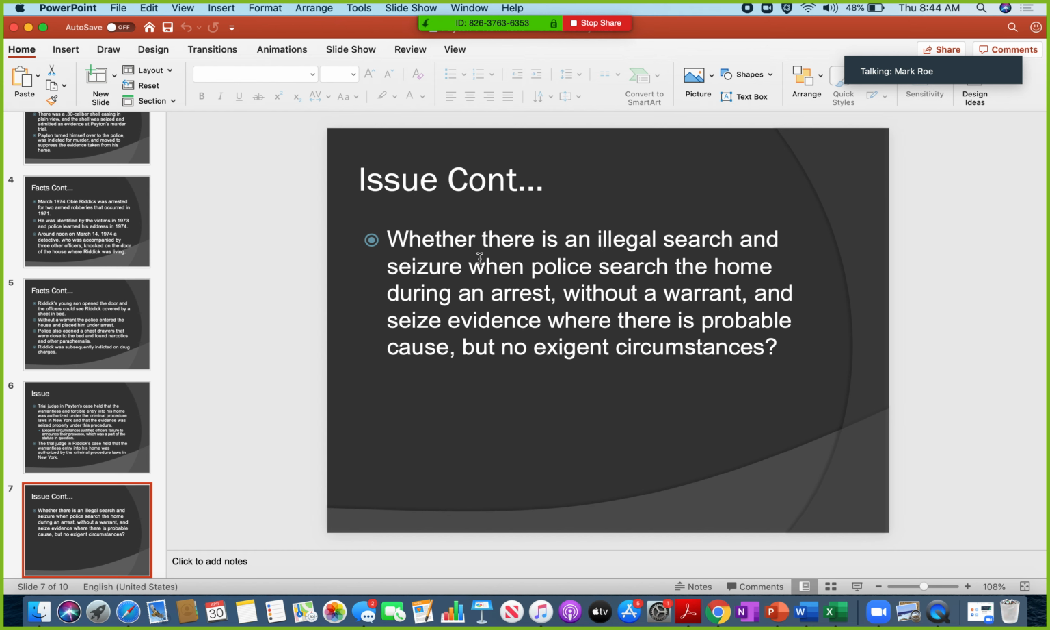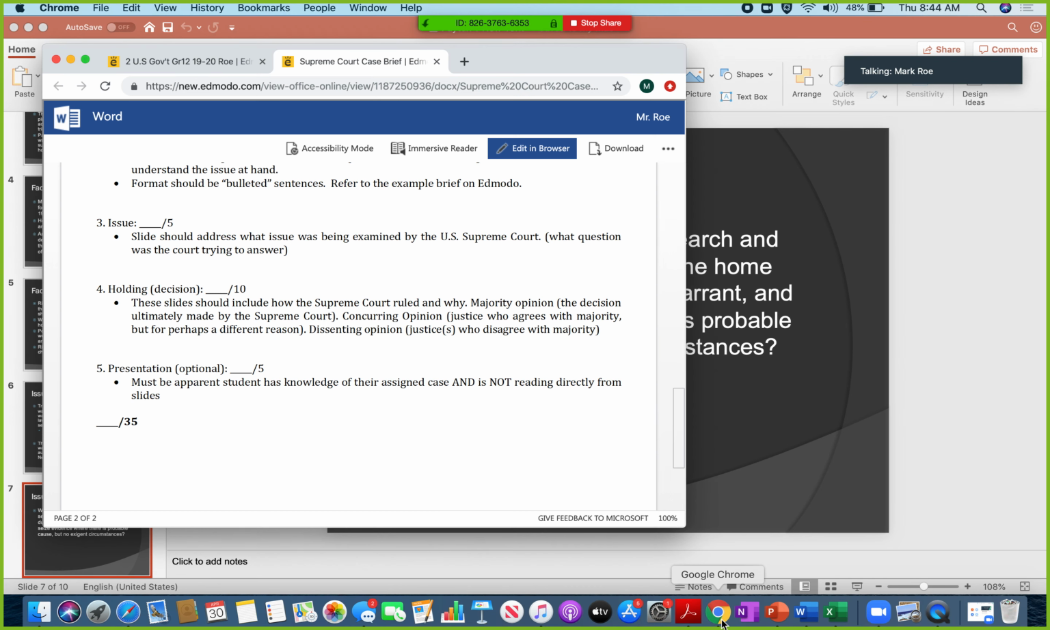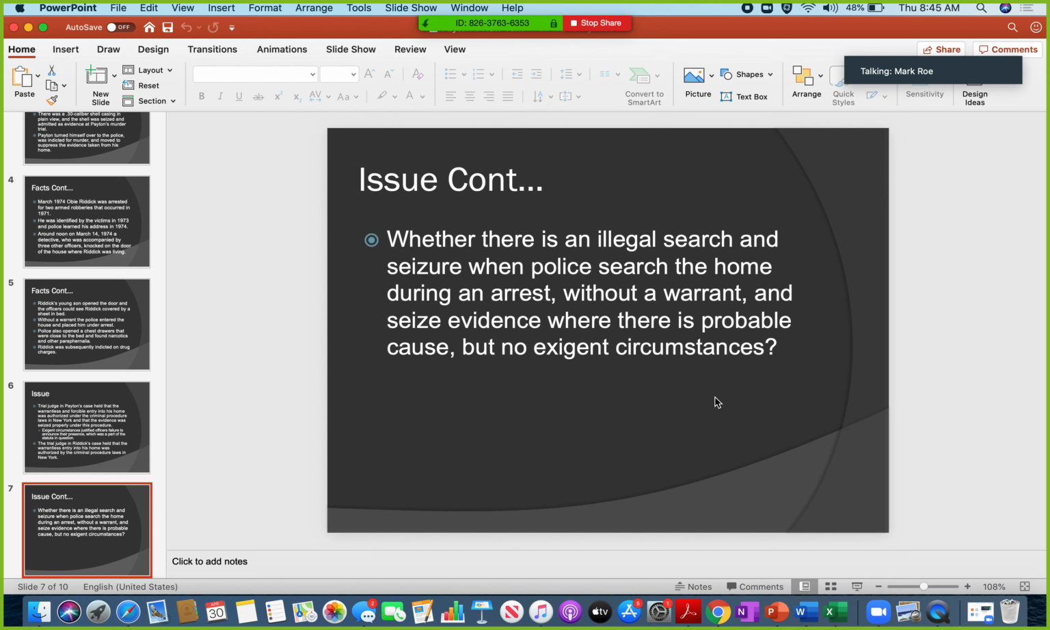All right. So this is the question that in my case the Supreme Court's trying to answer. So when you do your issue, it can literally be one slide with this question on it. Okay. That's what I'm looking for. It's worth 5 points on here, right? But you need to include this, and that is the question that the Supreme Court's trying to answer. Okay. The next couple of slides are going to be your holding / reasoning slides.